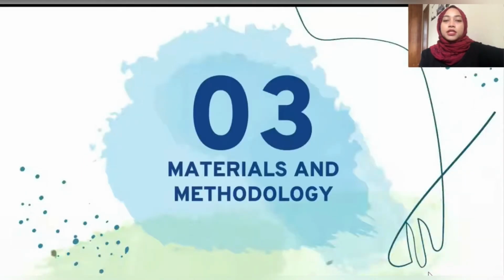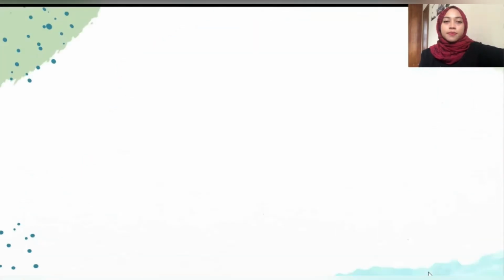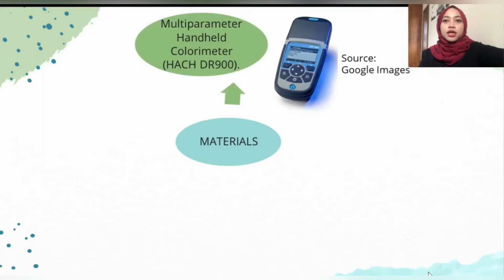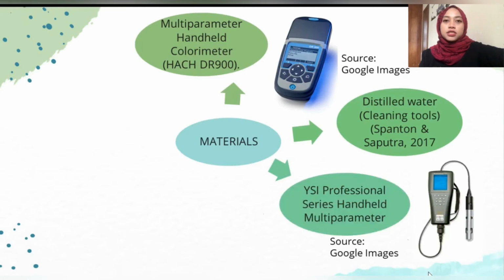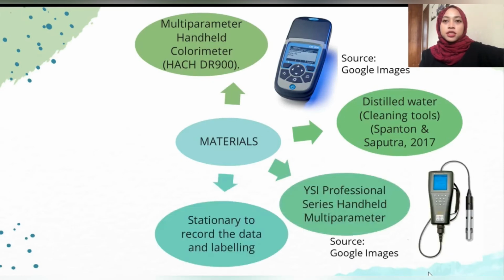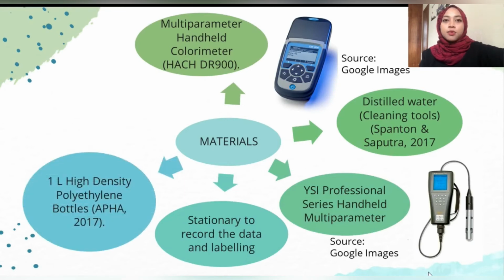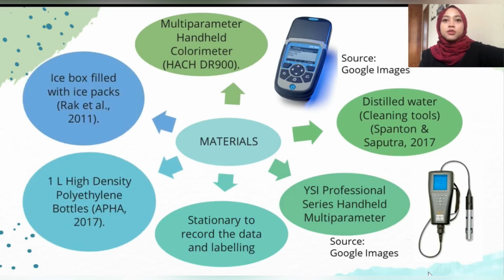Next, the materials and methods. The materials in this study consist of a multi-parameter handheld colorimeter, distilled water, YSI Professional Series handheld multi-parameter, stationary to record the data and labeling, 1 liter high-density polyethylene bottles, and an ice box filled with ice packs.